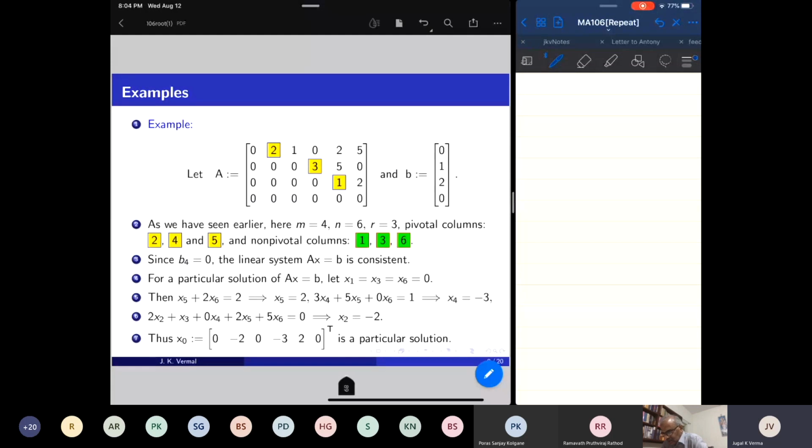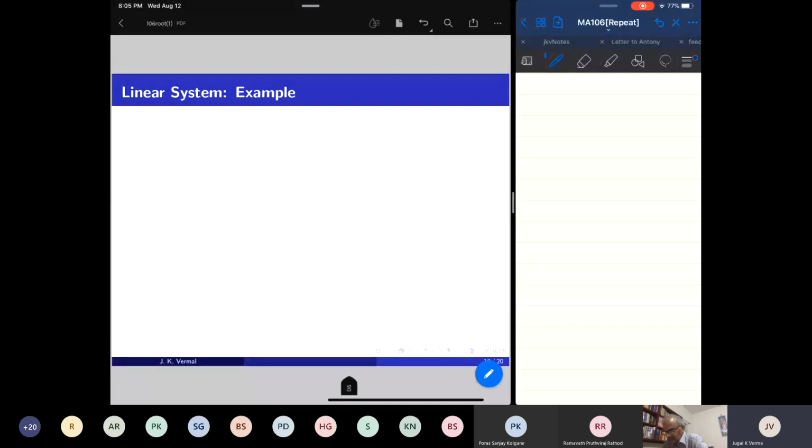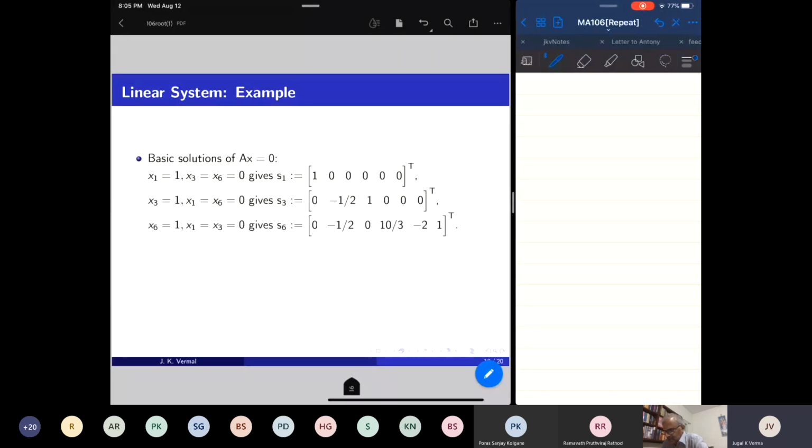And to solve an inhomogeneous system of equations, it is enough to find one particular solution of Ax equal to 0. That is a homogeneous equation. We have just done this. Now we go to the homogeneous system and find all the solutions using the algorithm of writing down the basic solutions. There will be as many basic solutions as the number of non-pivotal columns, right? So basic solutions of Ax equal to 0.